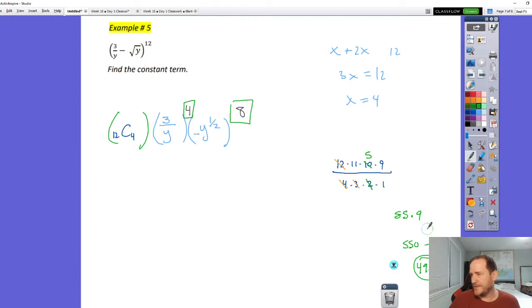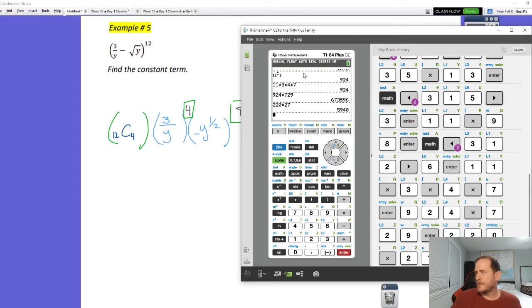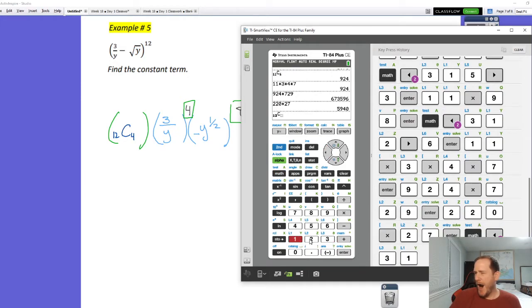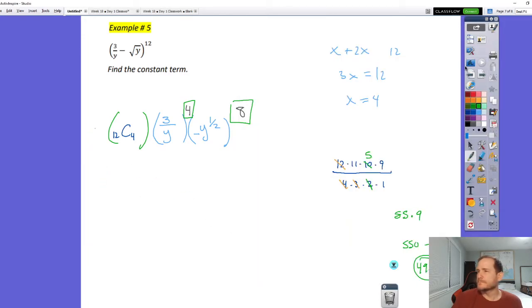Don't trust myself, so I'll double check, even though I think we've already done that one today. 12 choose 4. 495. Nailed it. Alright, 495. That's our binomial coefficient.